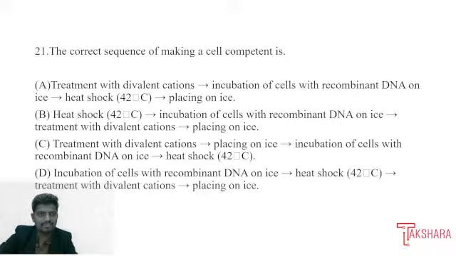The correct sequence for making cells competent. We have to identify the formation of competent cells, which is the correct sequence related to the treating of divalent cations. So we treat with divalent cations and insert the DNA, that is one mechanism.